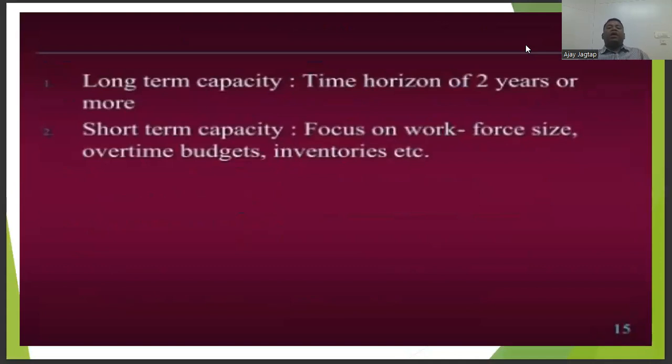The long-term capacity considers a time horizon of two years or more. The short-term capacity focuses on work pace, size, overtime, budgeting, inventories, and so on. So this is the type of capacity in capacity building.